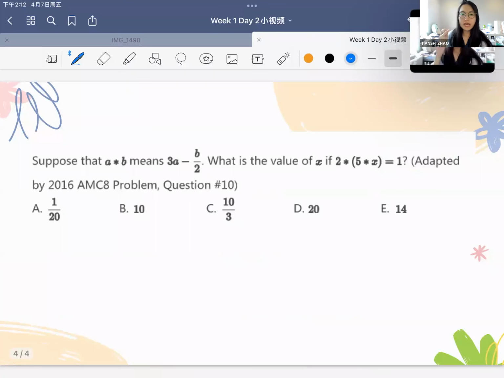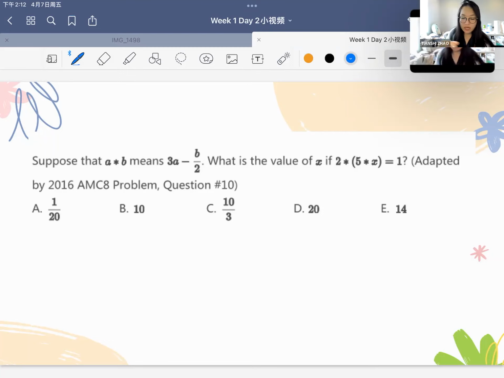Okay, so lastly, I would like to talk about the last question, which is a challenging question in our Day 2 practice problems. So this question, first of all, let's read it together. This is a question adapted from the AMC 8 computation level questions. And it tells us that suppose A star B means 3A minus B divided by 2. And actually this tells us a new rule of doing the calculation. So this is not multiplication.